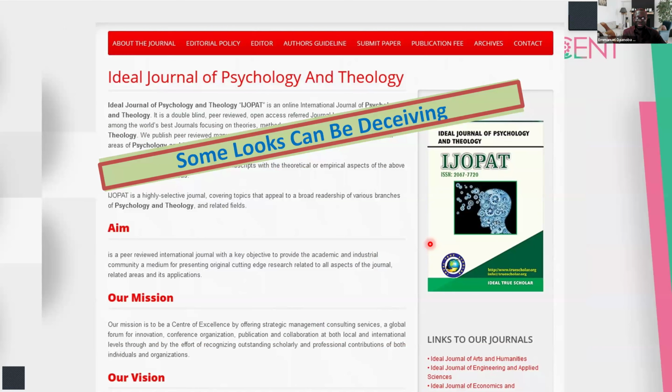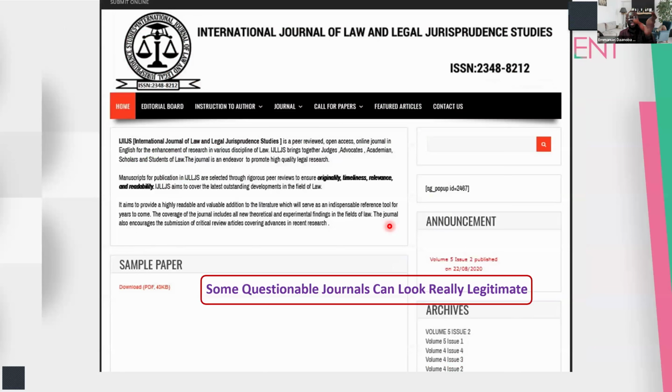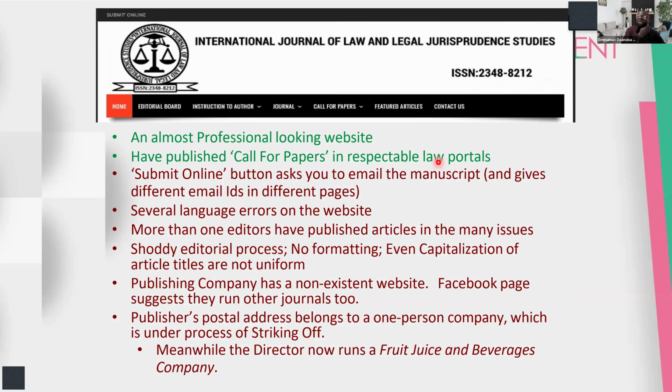So look at another journal. Some can be deceiving. You will see they arrange it nicely. They have specified aim, mission, vision. But look at even the name of the journal, Ideal Journal of Psychology and Theology. So be careful. International Journal of Law and Legal Jurisprudence Studies. So some questionable journals can look like they're really good ones, the legitimate ones. They will arrange that, look, editorial board, instruction to author, journal, call for papers, featured articles, and contact, and all that. But they may not be what? Genuine. So an almost professional looking website, that is what some of them have.